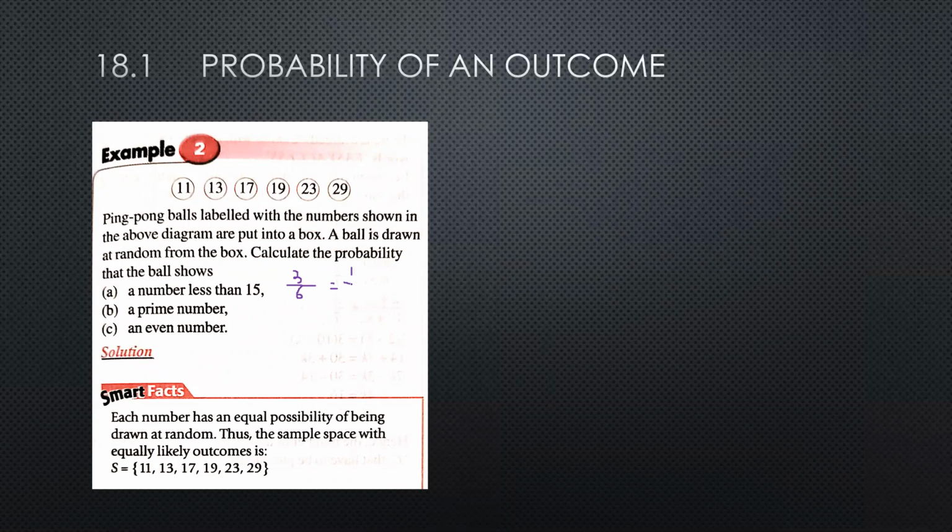Let's check our answer later. How about prime number? 11 is a prime number, 13 also, 17, 19, 23, 29, all are prime numbers. So it's actually 6/6. So I'm having 1. Even number, we don't have any even number here, so 0/6. So the answer will be 0.